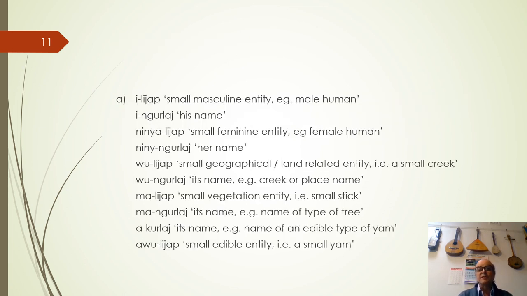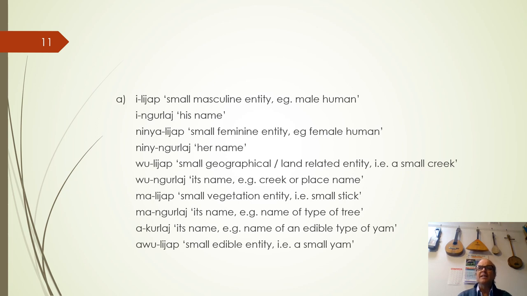Now, the Mawng system of gender is like this. If you put i in front of a word, it will imply that it is masculine. The word lijap means an entity of some kind, a small entity, something small. So ilijap means a male human. Ingulaj, his name. If you put nin in front of it, Ninlijap, then it's a female human. Ninngulaj, her name.